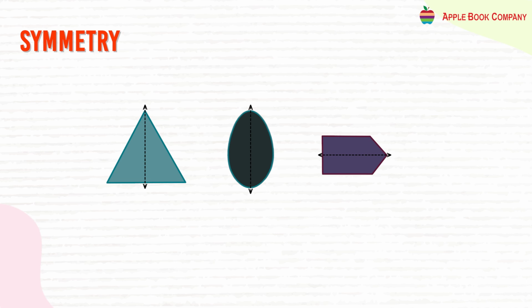Symmetry. Look at these figures. The dotted line divides the figures into two identical parts. When the figure is folded about this line, one part of the figure matches with the other part exactly. Such a figure is said to be symmetrical. The line that divides the figure into two identical parts is called the line of symmetry.